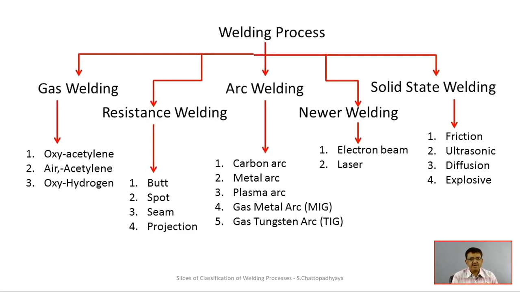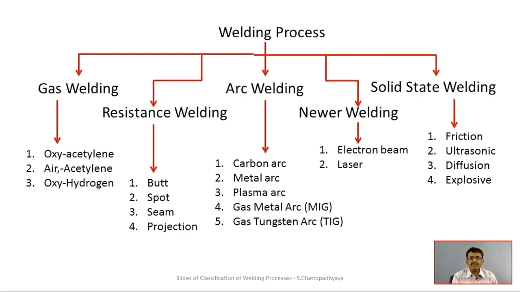Depending on the fuel, gas welding is classified into oxyacetylene, where oxygen and acetylene gases are used; air acetylene, where air with acetylene is used; and oxyhydrogen, where oxygen along with hydrogen is used. Then resistance welding is associated.